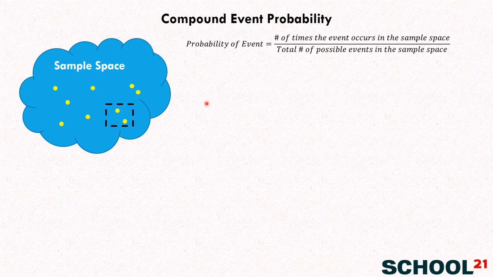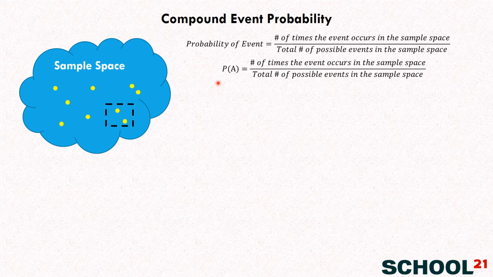And sometimes we write it in just a little bit of a different way. We put P instead of writing out probability. And instead of saying of an event, we put in parentheses the name of that event. In this case, we just put A as a placeholder. But it's the same thing. Number of times the event occurs in the sample space divided by the total number of possible events in the sample space. Okay?